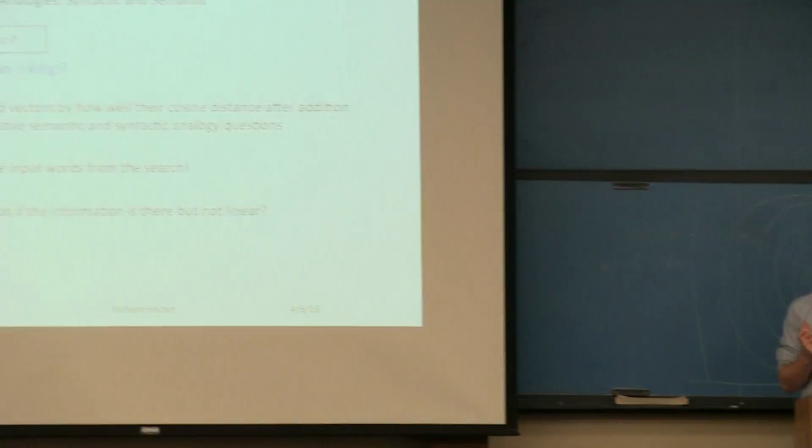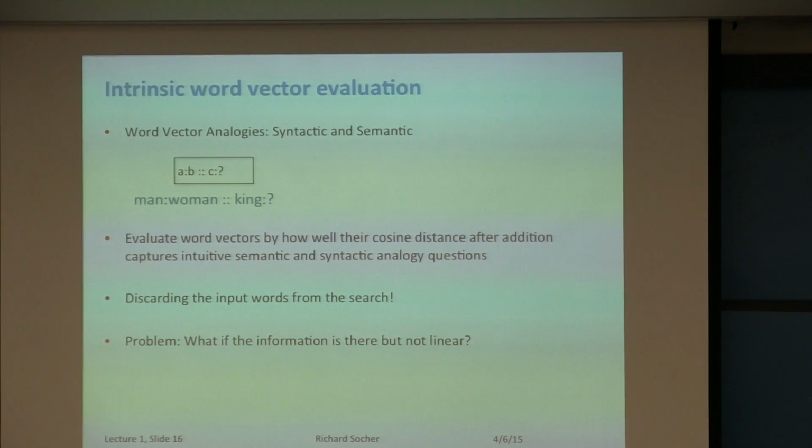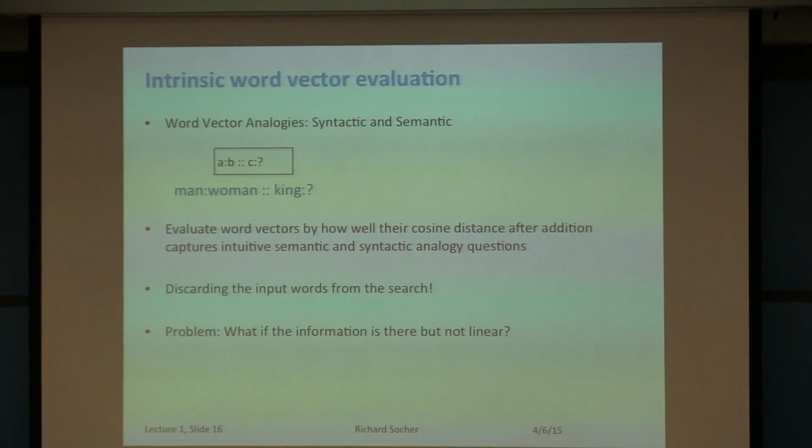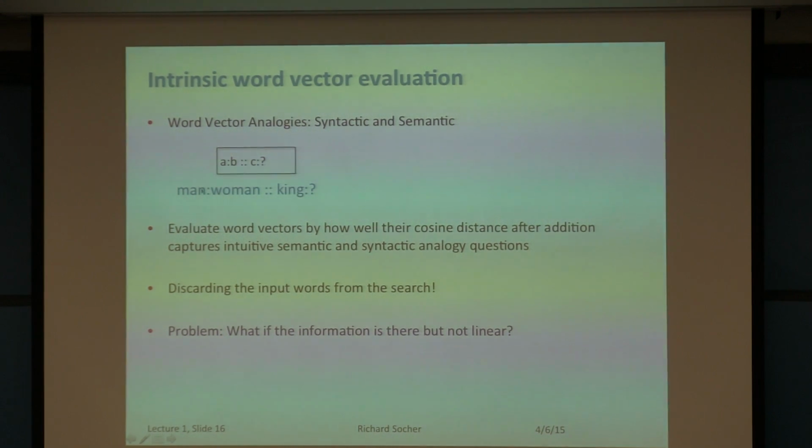So what we started talking about, and we'll go over a little bit more in detail today, is word vector analogies. So when I say man to woman is like king to what? Basically, the way we'll do this is that we'll evaluate word vectors by how well their cosine distance after addition of various other vectors in the analogy captures semantic and syntactic analogy questions.